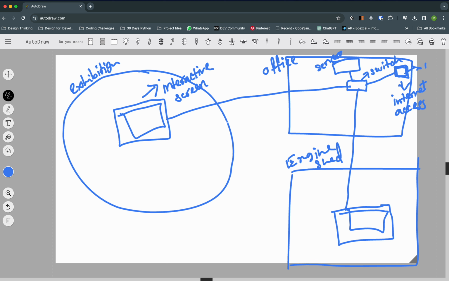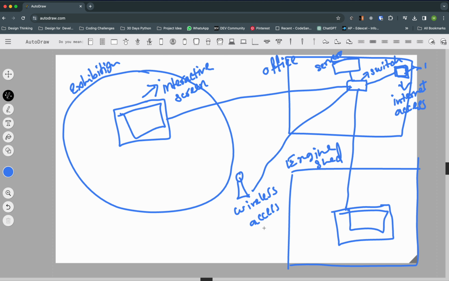Here and here, so they can get the internet. They also get the internet through Wi-Fi. So how will they get that? It means we need to create a wireless access point here. So this is the wireless access point. Sorry about my writing and drawing, please don't mind. This is the access point.